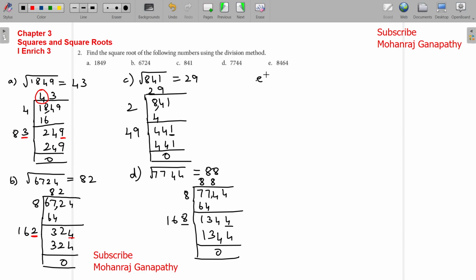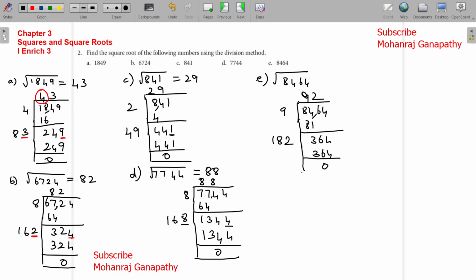Next, E subdivision. Square root of 8464. 8464. Separate. 9 nines are 81. Remaining 364. 9 twos are 18, into 2. 2 times 364. Remainder is 0. So our square root is 92.